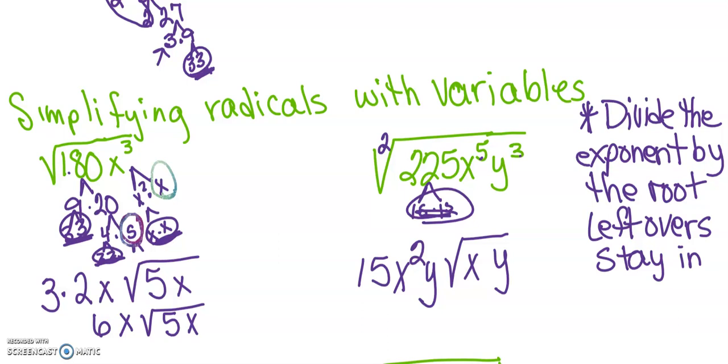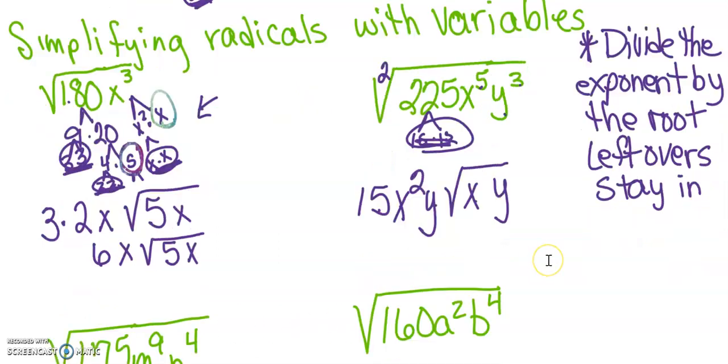All right? So the square root of 225 simplifies to 15. The square root of x to the 5th simplifies to x squared square root of x. And the square root of y cubed simplifies to y square root of y. Okay? All right, now I know when we get variables in here, it's a little bit more complicated. If you would like to break down the variables like we did in this first example, then you most certainly can do that. Okay? I think that some of you will be able to do the dividing into the exponent and get the leftovers.